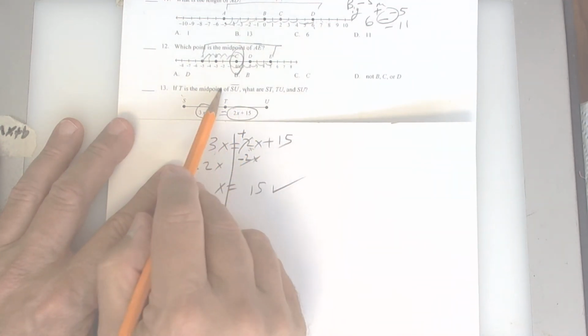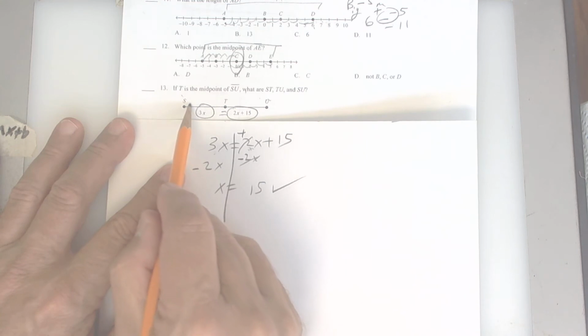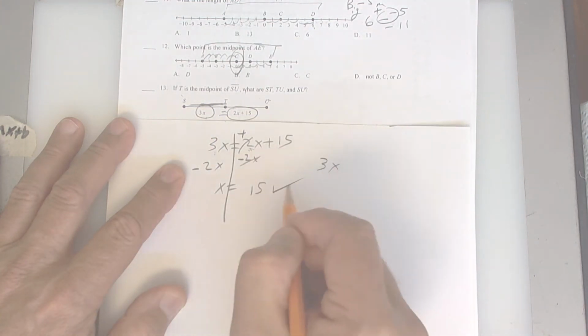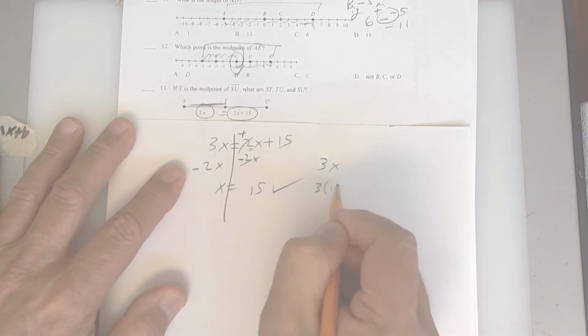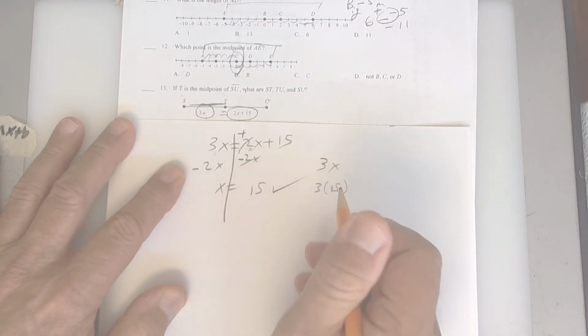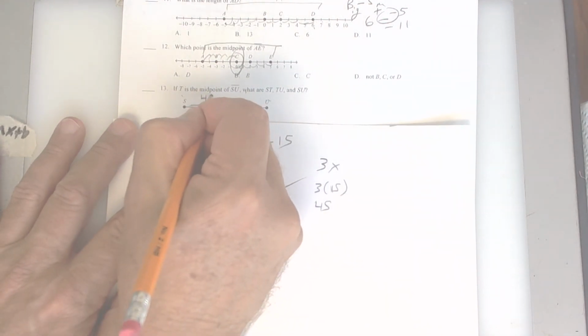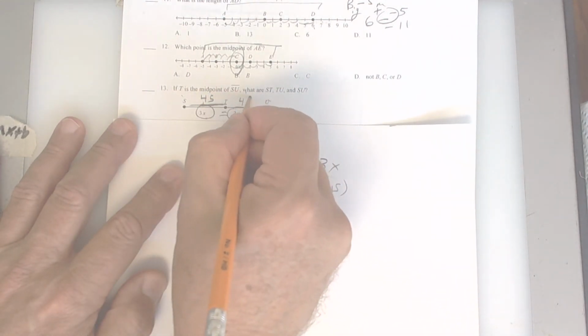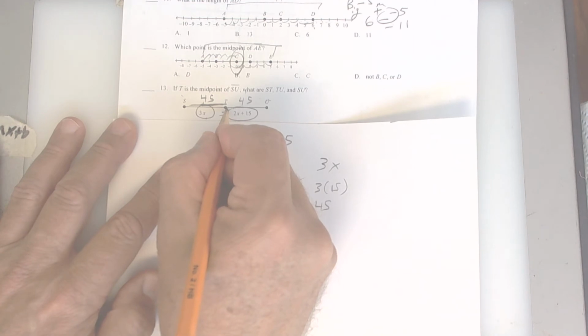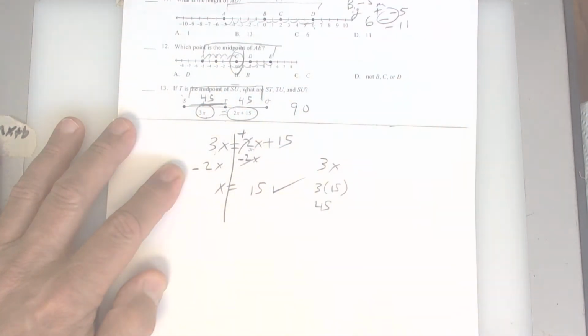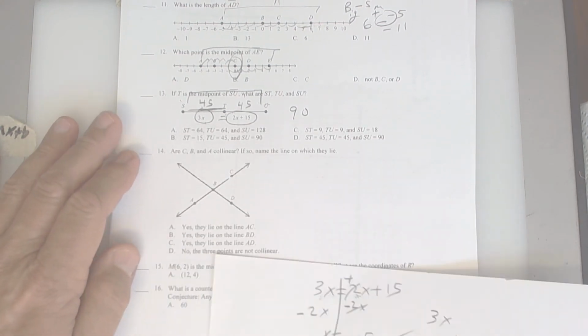Now answer the question. They want ST. ST is from here to here. So it's going to be 3x and x is 15. So 3 times 15, which gives you 45. So this distance is 45. This distance is 45 because it's a midpoint. And the whole thing is 90 when you add it up. All right, let's finish it up.